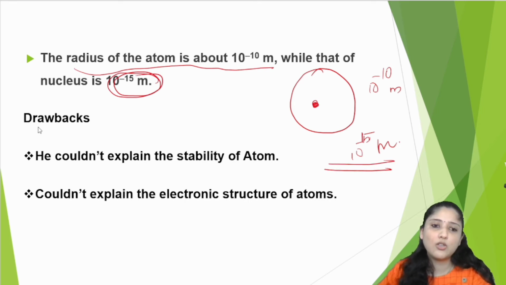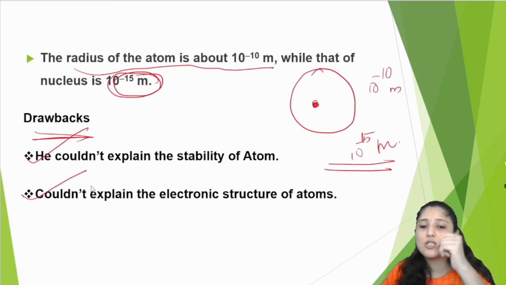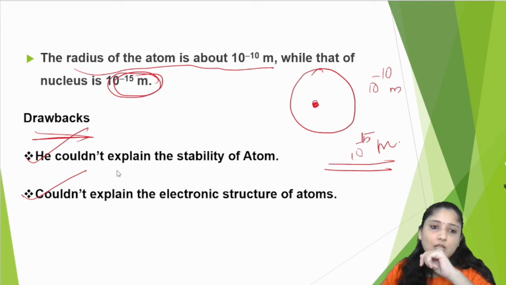The drawbacks of Rutherford's model are that he could not explain the stability of an atom. The next drawback is what? He couldn't explain the electronic structure of atoms. These are the main drawbacks of Rutherford's model of the atom.